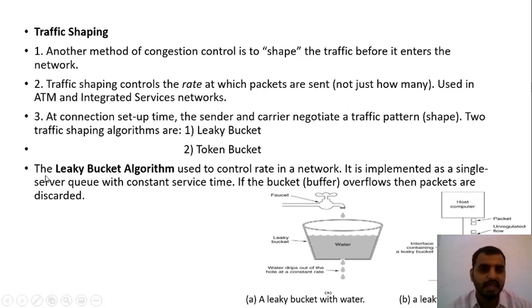The leaky bucket algorithm is used to control rate in a network. It is implemented as a single server queue with constant service time. If the bucket or buffer overflows, then the packets are discarded. Now, there is a bucket with a hole in it, and with a constant rate the water is flowing from the bottom.